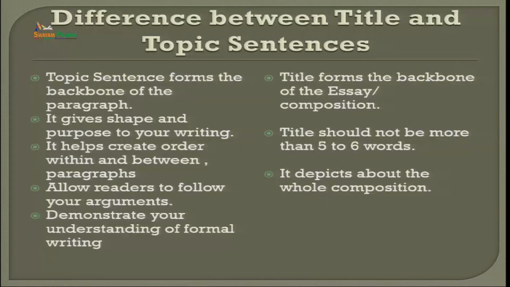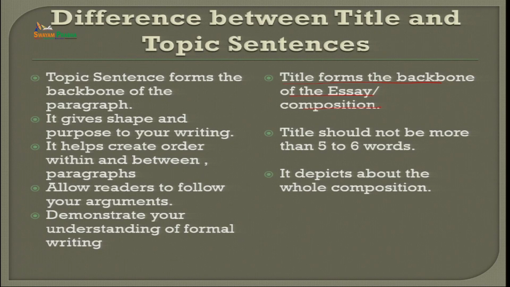Understood everyone? So, the topic sentence forms the backbone of a paragraph. Remember, my dear students, it is a kind of gist of whatever you are talking about in a paragraph. Whereas the title forms the backbone of the essay or composition. That means the entire paragraphs, like the first paragraph, second paragraph, third paragraph, will be compiled together and form one title. Is that clear? Whereas the topic sentence will depend entirely on the gist of the paragraph.